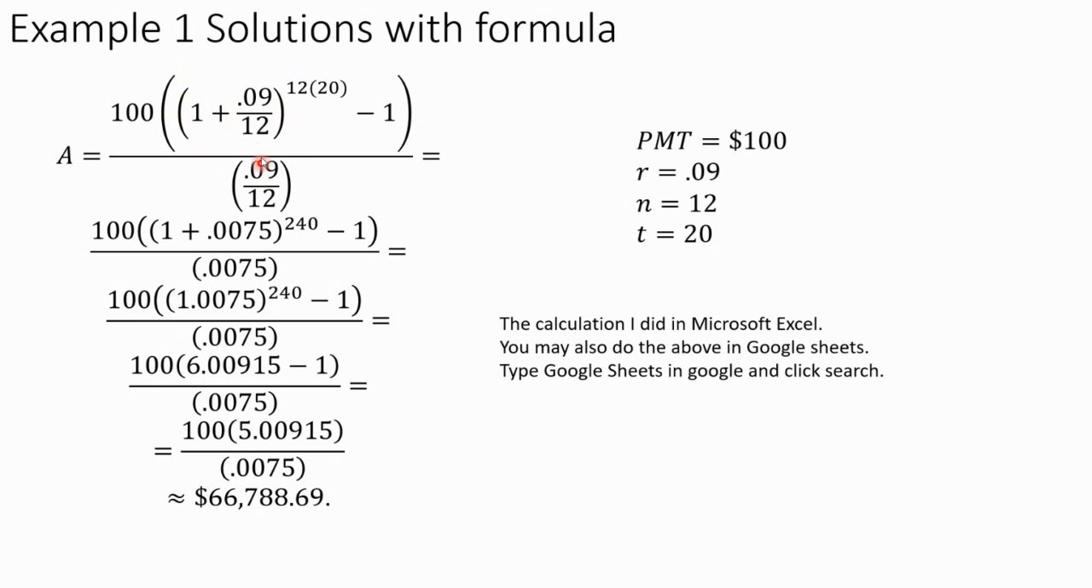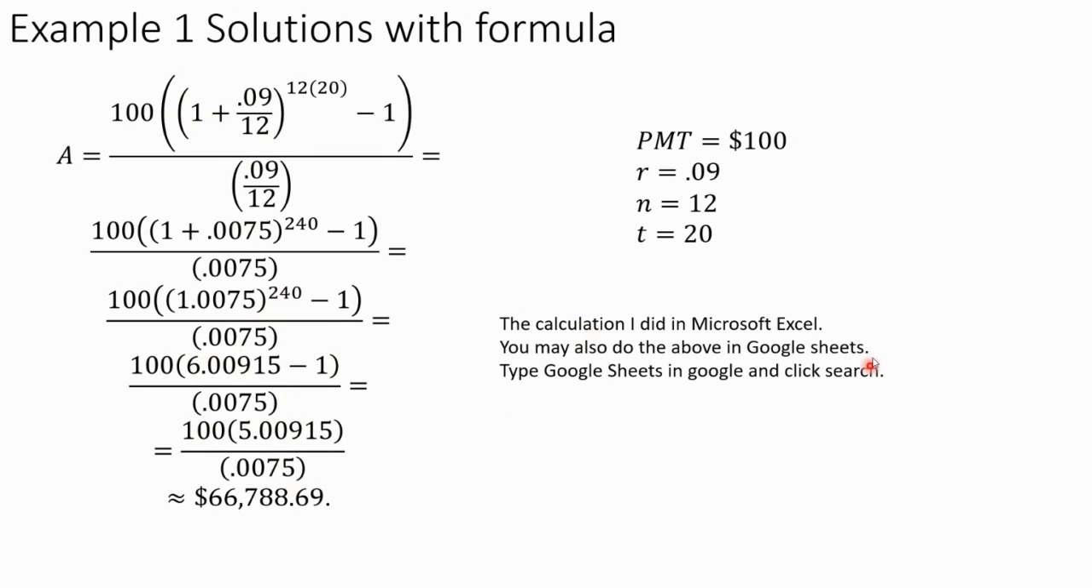Right? We have 1 plus 0.09 over 12. Okay, 0.09 over 12, let's calculate that first. That's 0.0075. Now we do 1 plus that, okay? We get 1.0075. The exponent here is 12 times 20, which is 240. So we raise it to the 240. Then we can subtract here, right? We get this. Then we multiply. And the bottom is just 0.09 over 12, so we divide.